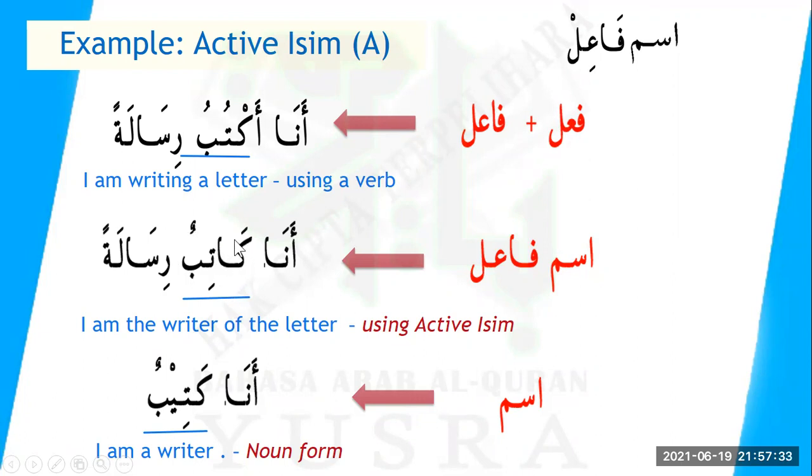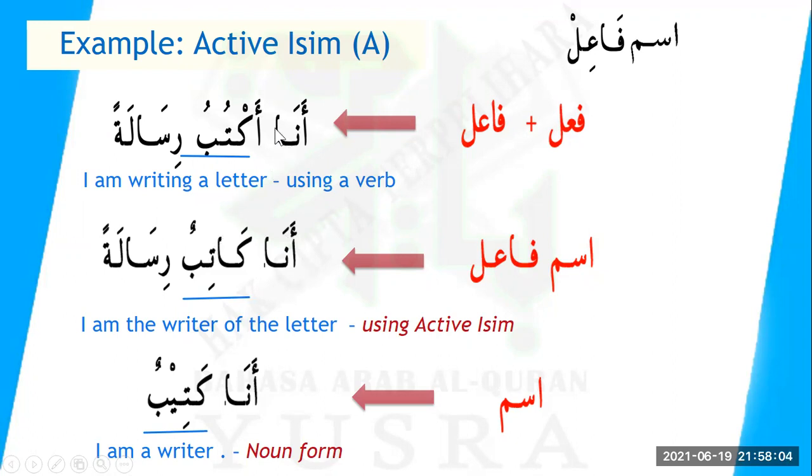With kataba as the root word, you add an alif, katibun. So ana katibun risalatan. So I'm the one who writes the letter. I'm the writer of the letter. That's how you can do it. In the Quran, Allah sometimes uses this word. The difference is what?